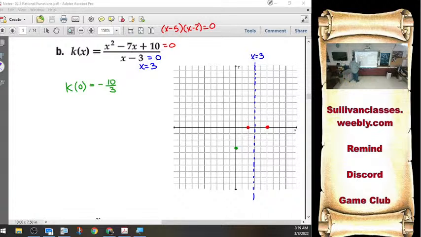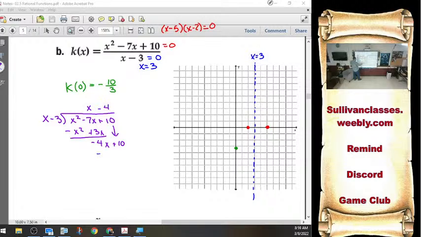So I'm going to divide x minus 3 into x squared minus 7x plus 10. Getting x, change my signs, negative 4x, drop it. Negative 4x divided by x is negative 4. Negative 4 times the stuff is negative 4x plus 12. Change my signs and I get a remainder.